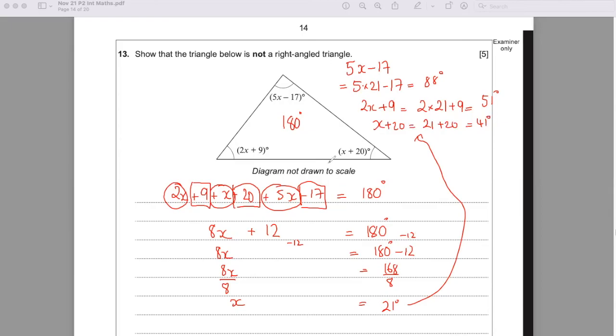And because you've got all the angles here, you just write down the closing statement that none of the angles is 90 degrees, so not a right angle triangle. And that's it. That is very nice for 5 marks.